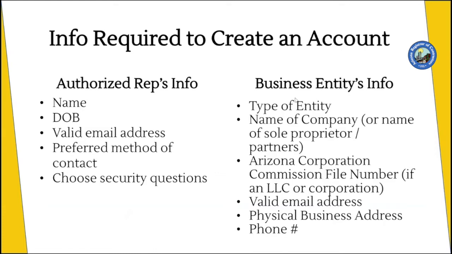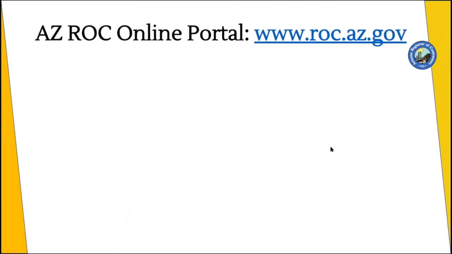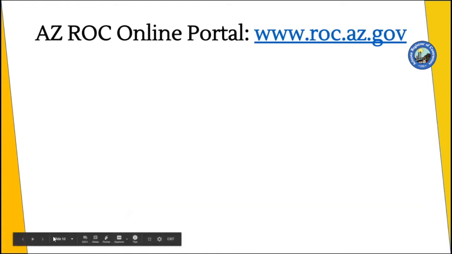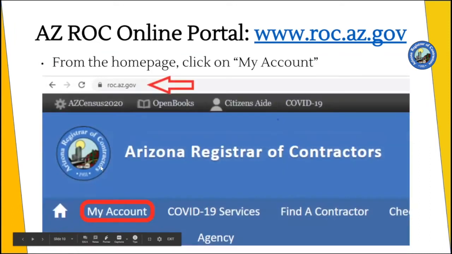Okay, so now someone just asked for this, but it will be on this slide as well. It's the URL for our portal, so that it's found on our website, roc.az.gov. And then once you're on our website, you're going to look for the My Account page. And so this is our website, and we have My Account right there in the upper left-hand column of the screen, right next to the Home button. You're going to click My Account.